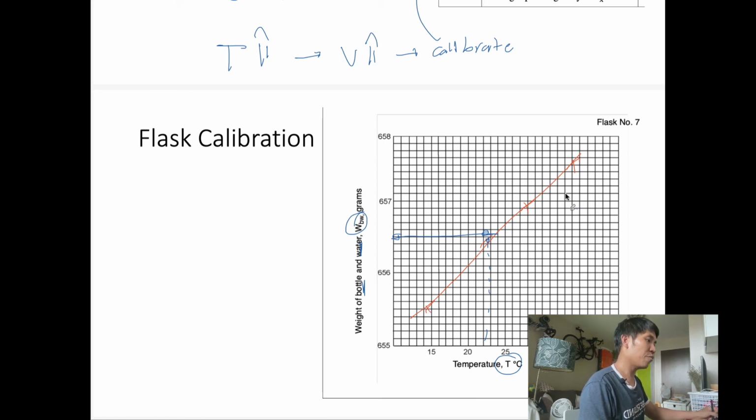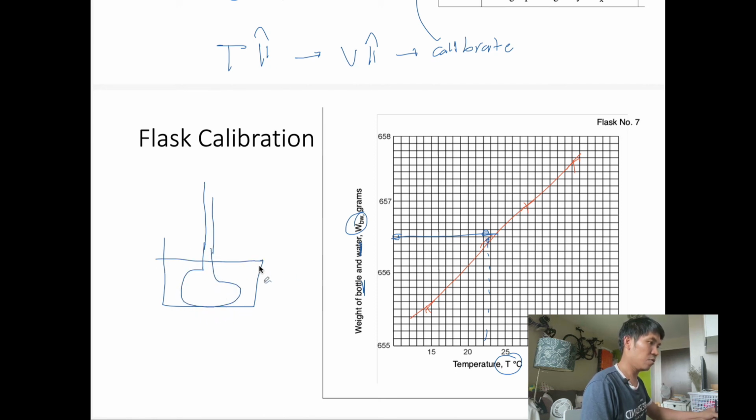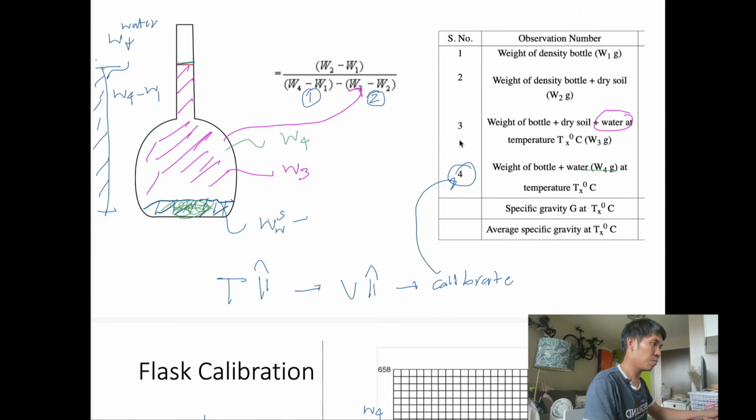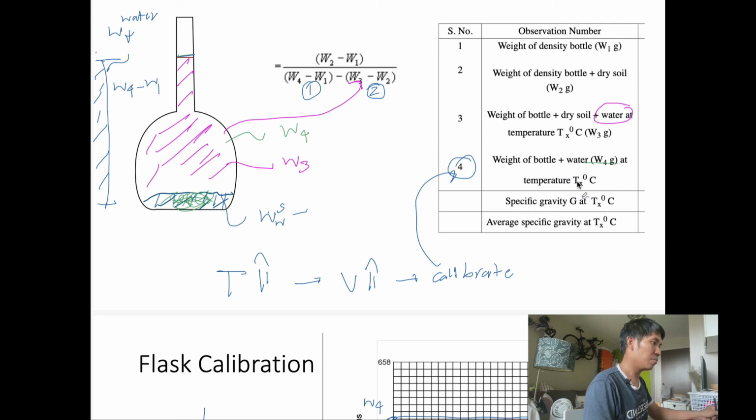How can you change the temperature of the flask? You just put your flask into ice. After that you use the thermometer to measure the temperature and get this curve. When you get this curve, for example, if you test at a temperature here, maybe about 30 something, you just read this. You can get this one, the weight of water at that temperature.